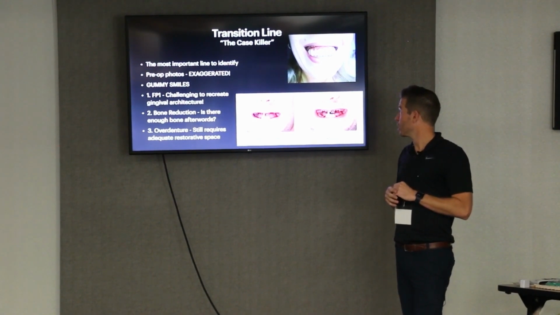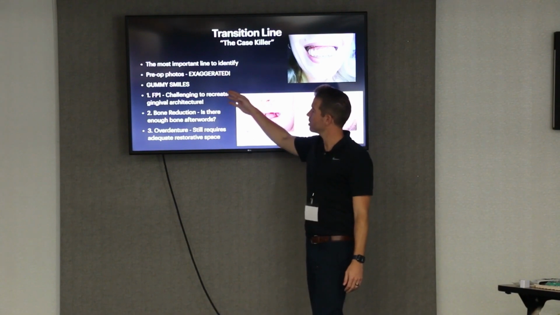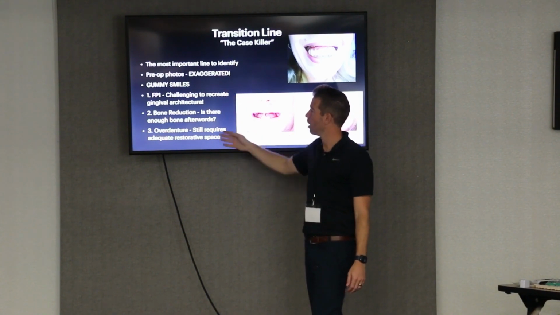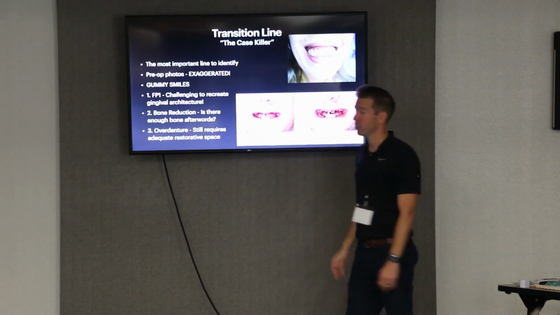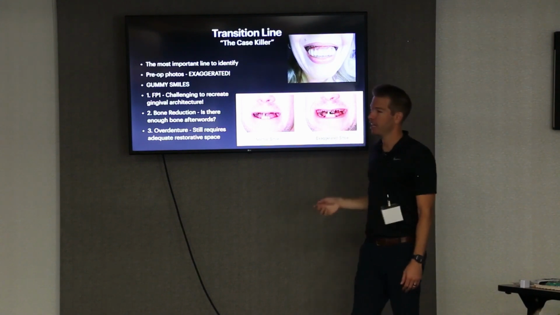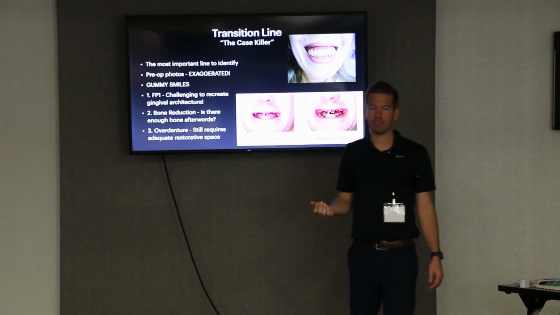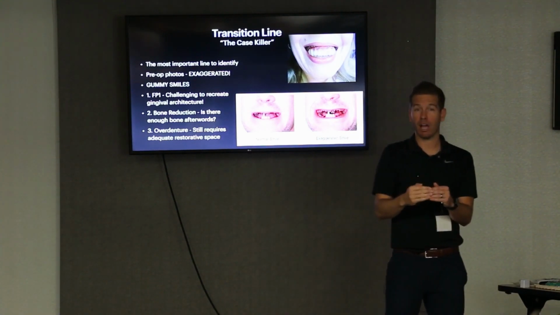So let's say they show a lot and they're a gummy smile. What are our options? You could just do an FP1 where you are just not going to reduce their bone and you're just going to build teeth. And in an FP1, that transition line is just white teeth up against their pink gum.